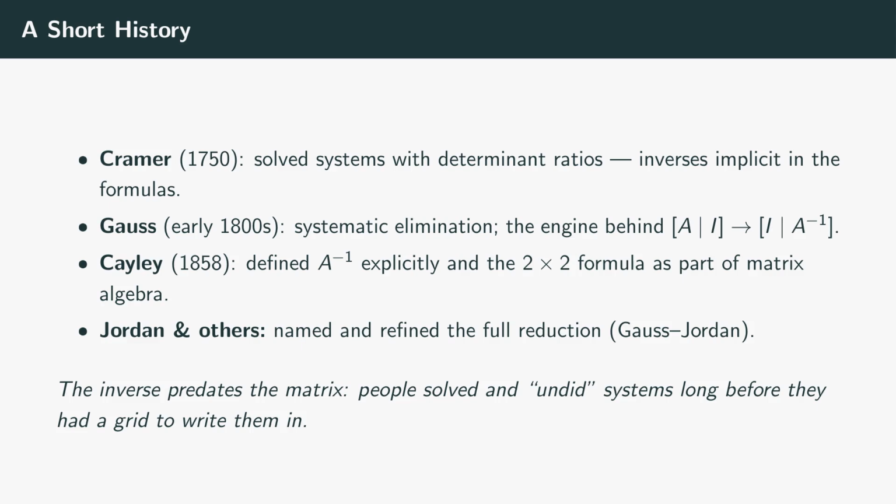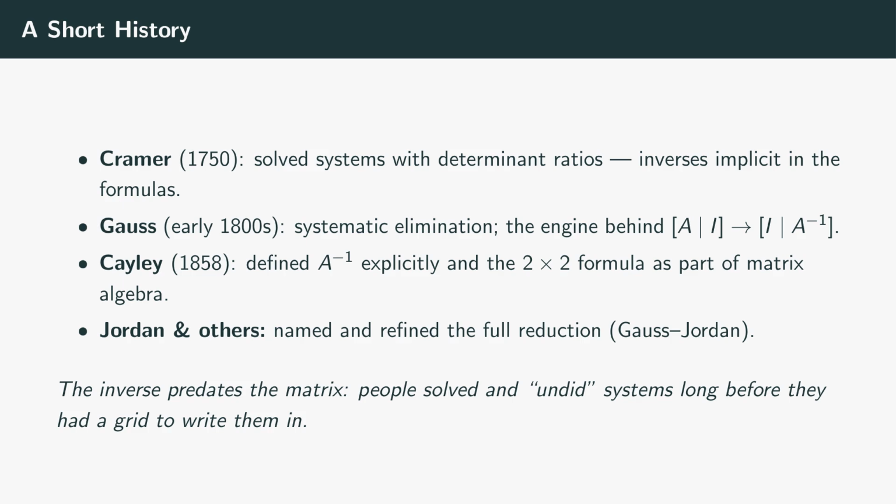A short history. The idea of undoing a system is older than the matrix itself. Around 1750, Gabriel Cramer published his famous rule for solving systems as ratios of determinants. The inverse was hiding implicitly inside those formulas, even though no one wrote a matrix yet. In the early 1800s, Carl Friedrich Gauss developed systematic elimination while computing the orbits of asteroids. That elimination is the very engine that drives the augmented matrix method, turning [A | I] into [I | A inverse].